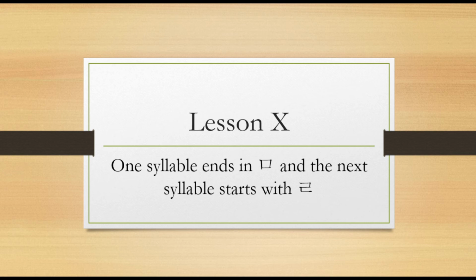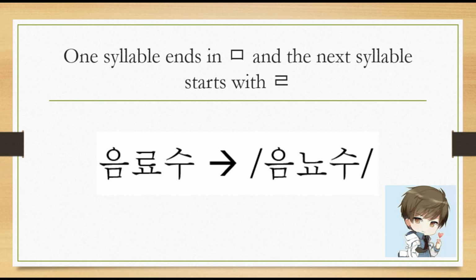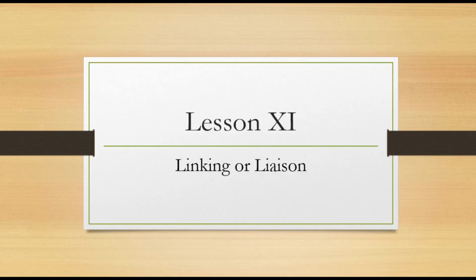Okay, lesson 10. One syllable ends in M and the next syllable starts with R. When the final consonant is M and the next initial consonant is R or rieul, the rieul becomes N. So in the word umryosu, you pronounce it as umnyosu. Umnyosu.